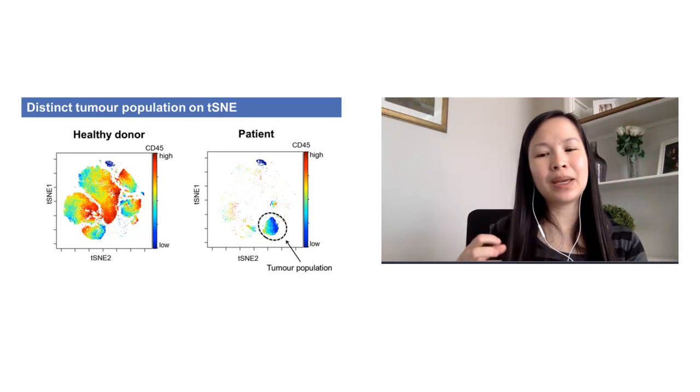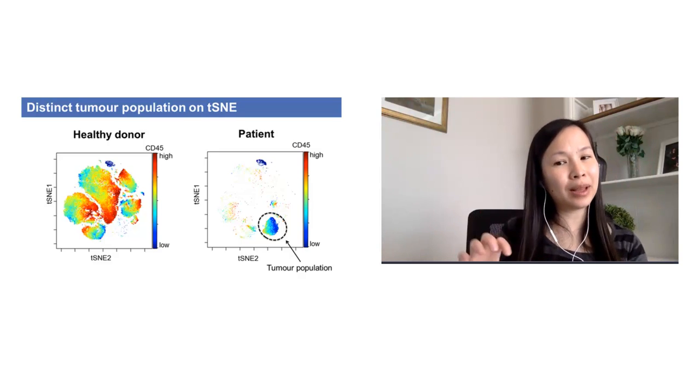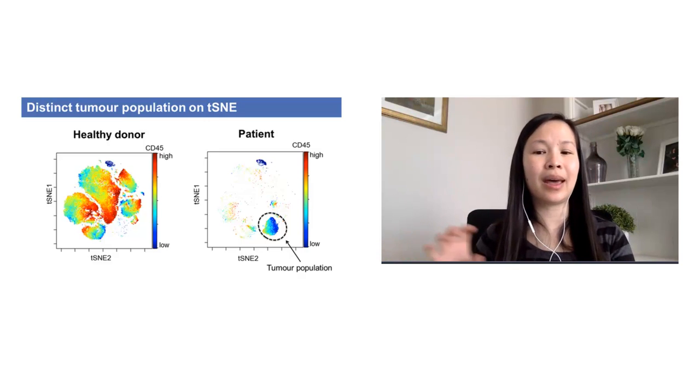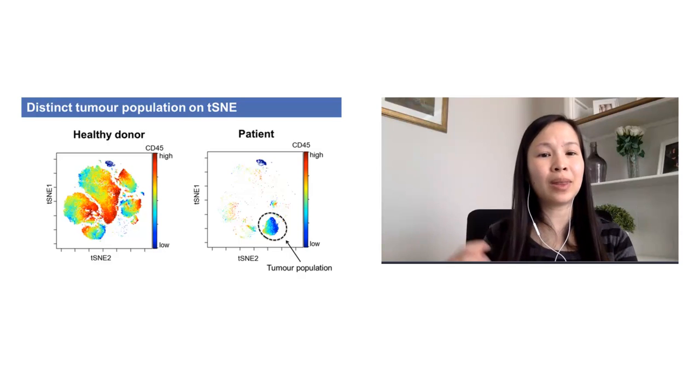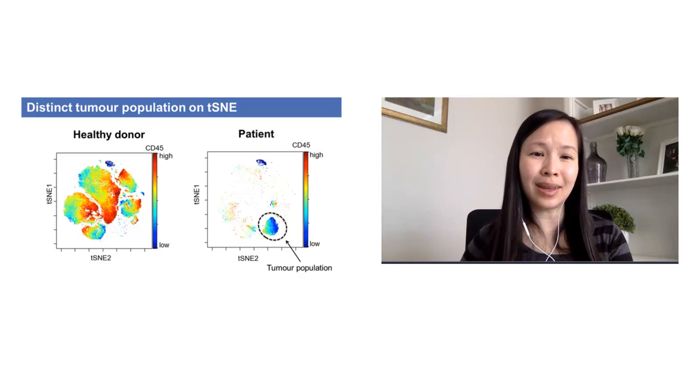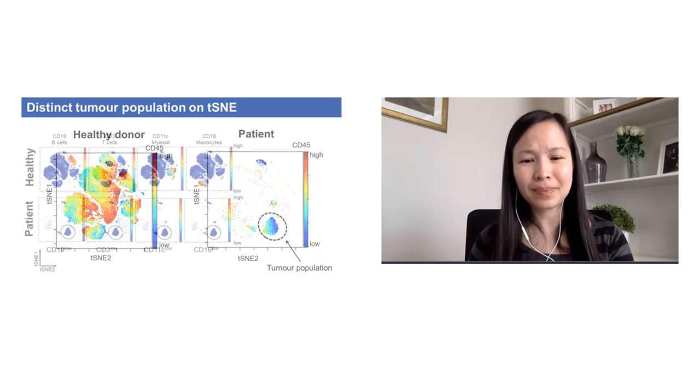Because the population that I've drawn an ellipse around is not present in the healthy donor population, we know that that population is most likely the tumor cells. And you can see that the tumor cells pretty much dominate the whole patient.